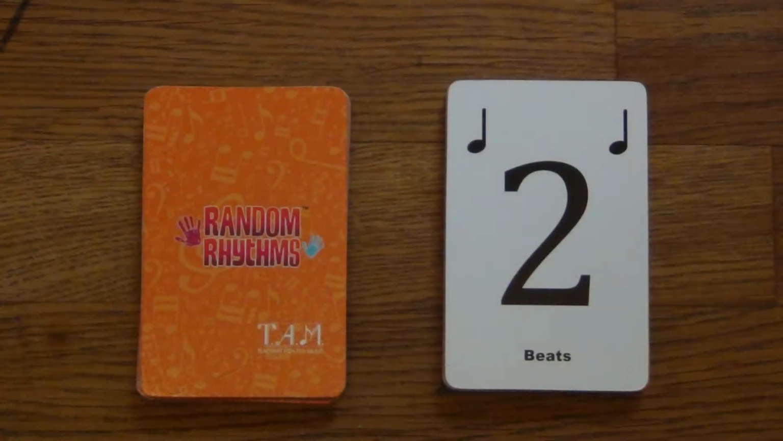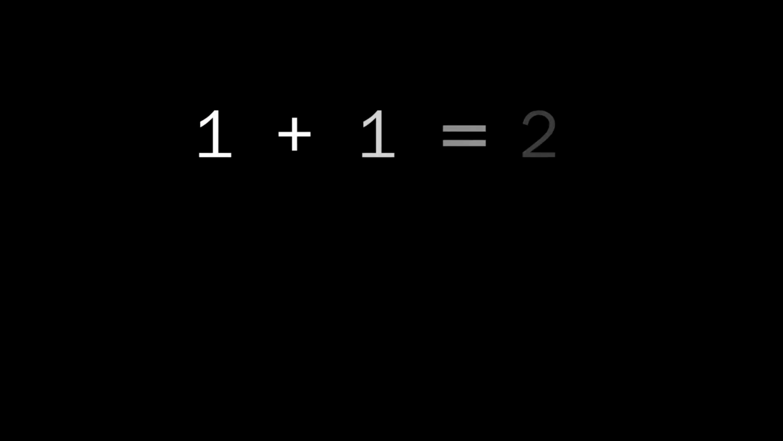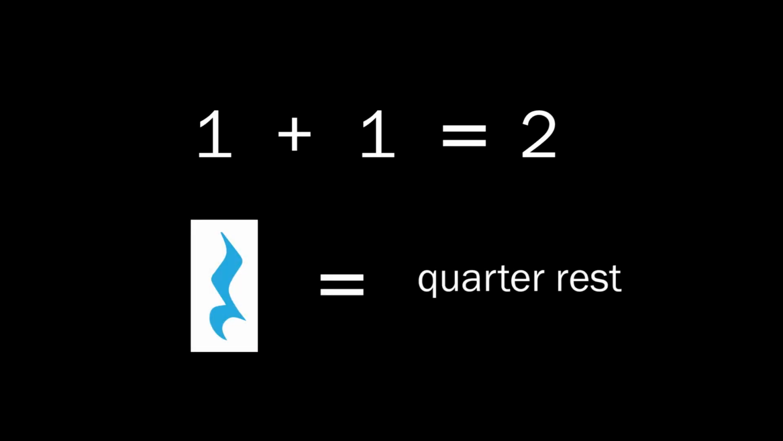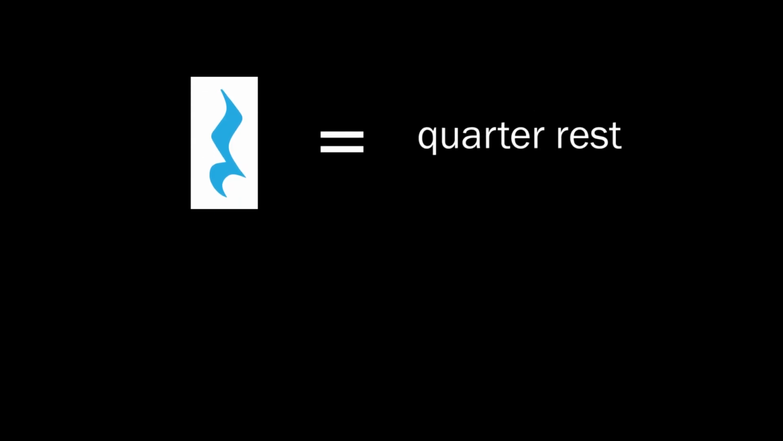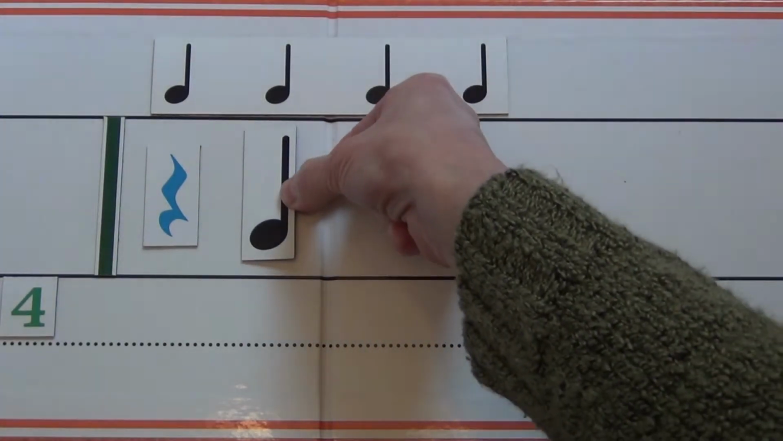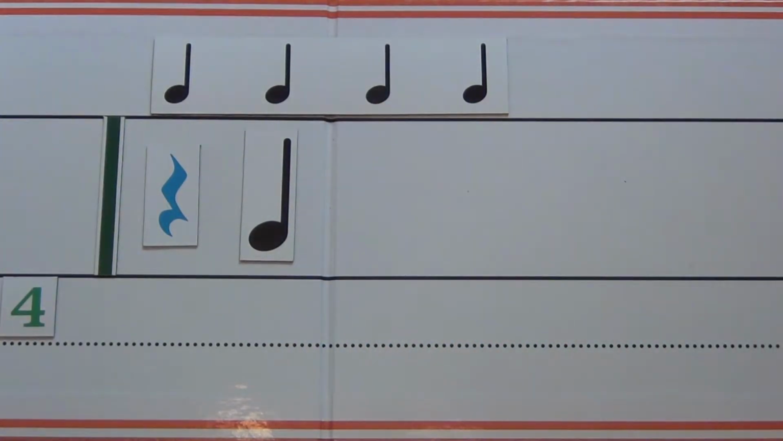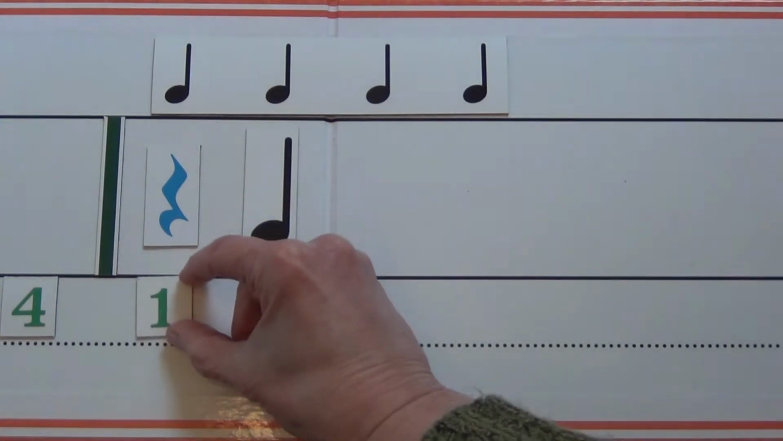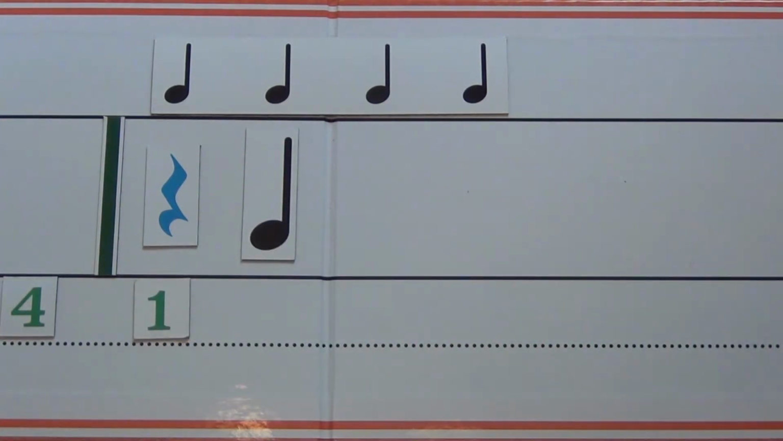Player number 2 has picked the number 2. They can choose the equation 1 plus 1 equals 2 or 2 equals 2. Let's use the first equation. This will allow us to use a time value worth 1 beat that we haven't used yet. That is the quarter rest. The quarter rest is also the value of 1 beat, and we can use it in our rhythm along with a quarter note or eighth note pair. We can use the quarter rest for 1 beat, followed by a quarter note for 1 beat. Again, we add our beat counters.